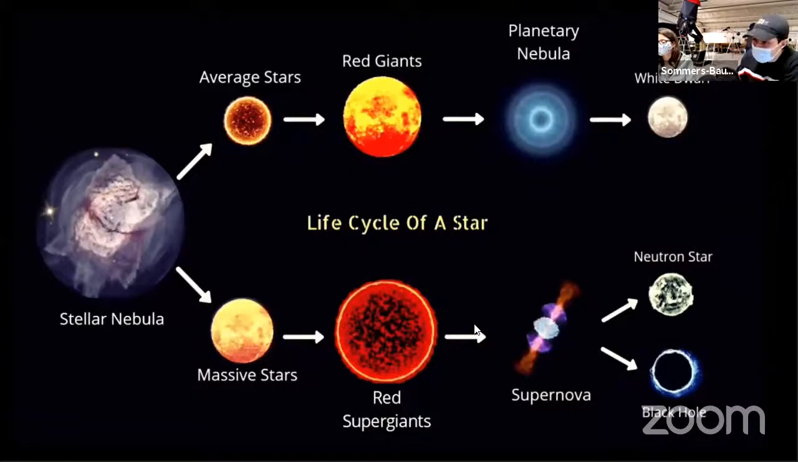And then we'll return back to this chart, because now we're going to look at the bottom branch here, where there are much larger stars. Usually, when we're talking about these stars, we're talking about stars between 8 to 30 solar masses, so stars much larger than the sun. Once they end their main sequence phase, they transition to being a red supergiant. The only difference between a red supergiant and a red giant is that it's much, much larger than a red giant.